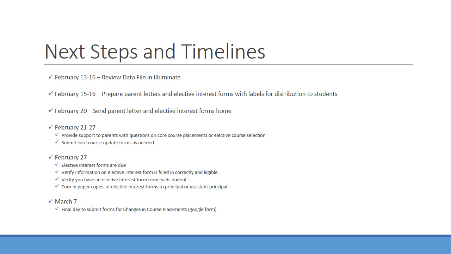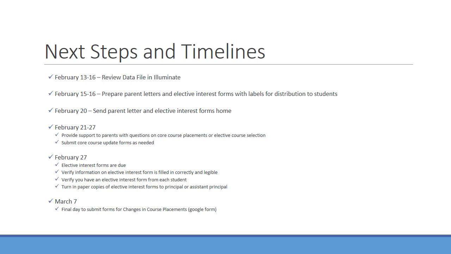Between February 13th and 16th, please review your data file in Elluminate and prepare parent letters and elective interest forms for distribution to students. On February 20th, please send parent letters and elective interest forms home. During February 21st through 27th, provide support to parents with questions on core course placements or elective course selections. Submit any core course update forms as needed. On February 27th, elective interest forms are due.